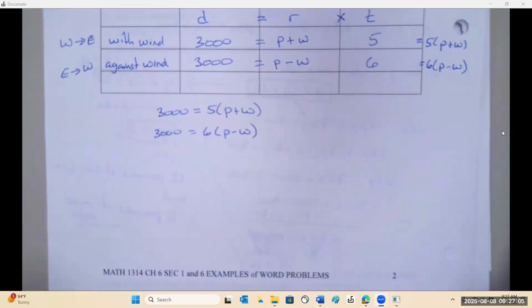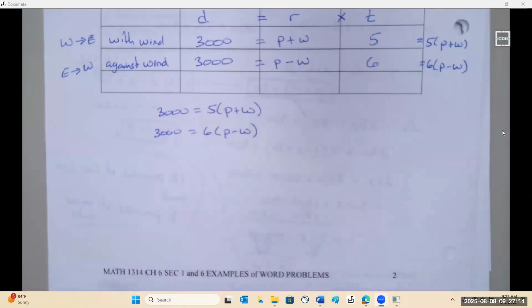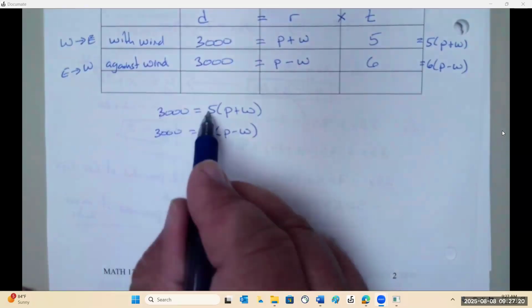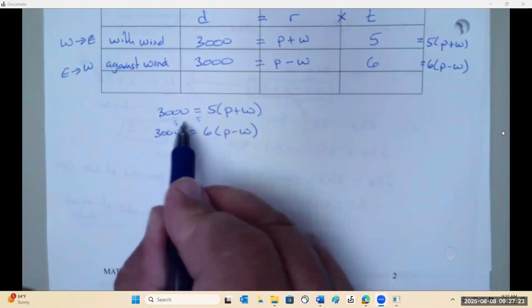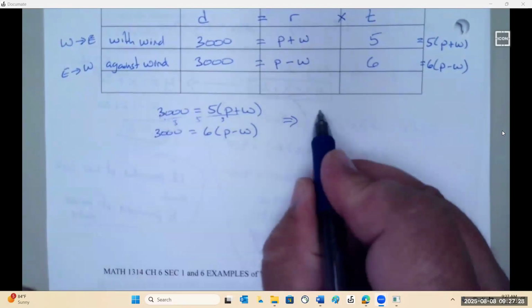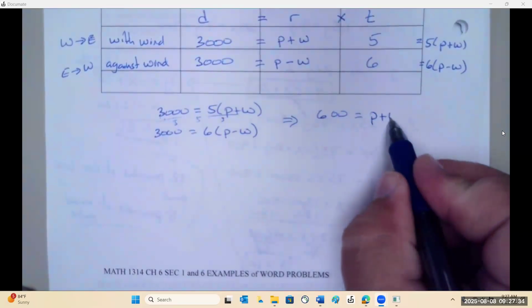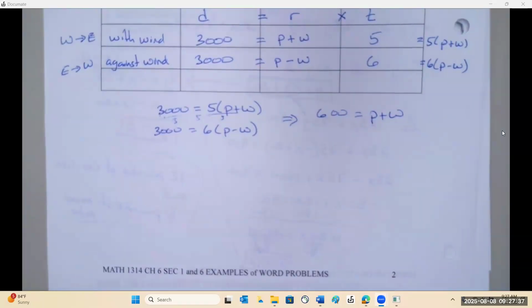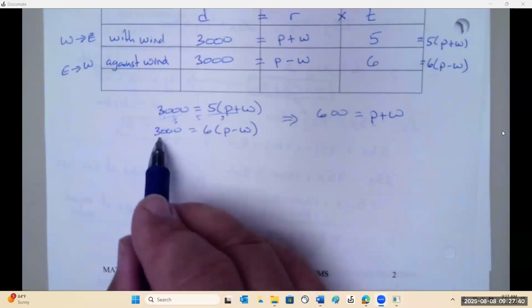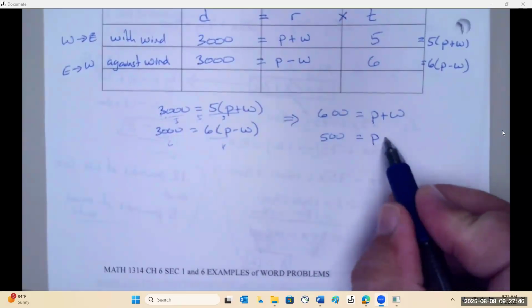Here's a tip: if you can simplify the equation before you do anything, always simplify. In other words, here, what do they both have in common? They both have a 5 in common. So I can divide this first equation by 5, both of these by 5. What's 30 divided by 5? So it's 600. And the 5's cancel, so we get P plus W. And the second equation, if I divide everybody by 6, I get 500 equals P minus W.